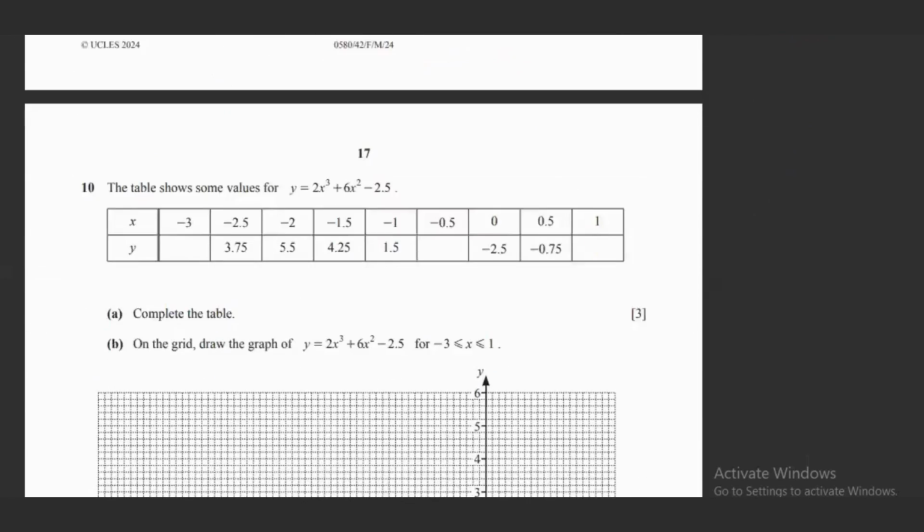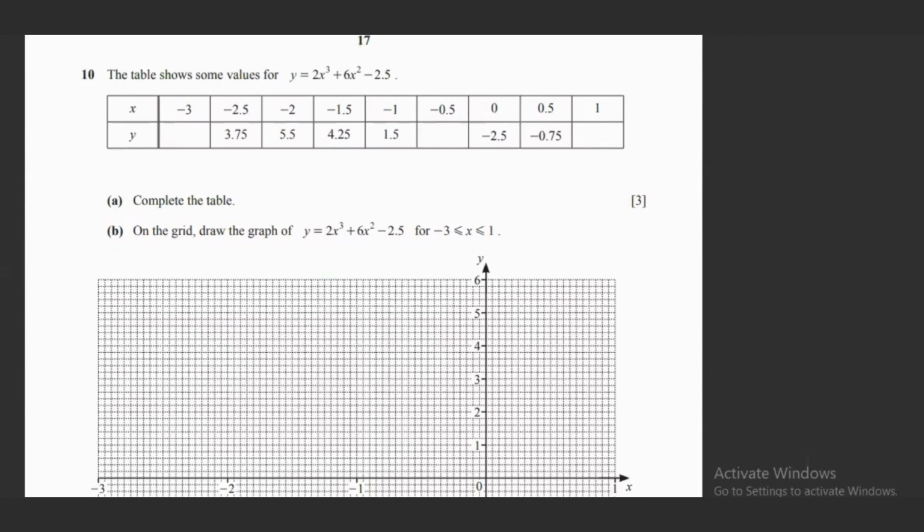Let's move on to the next question, which is question 10. Here we are given a table. The equation of the graph is given to us. The values of x are given, and there are 3 values of y that are missing. We're supposed to calculate that. To calculate it, the value of x should be substituted. So I'm going to just show how it should be substituted.